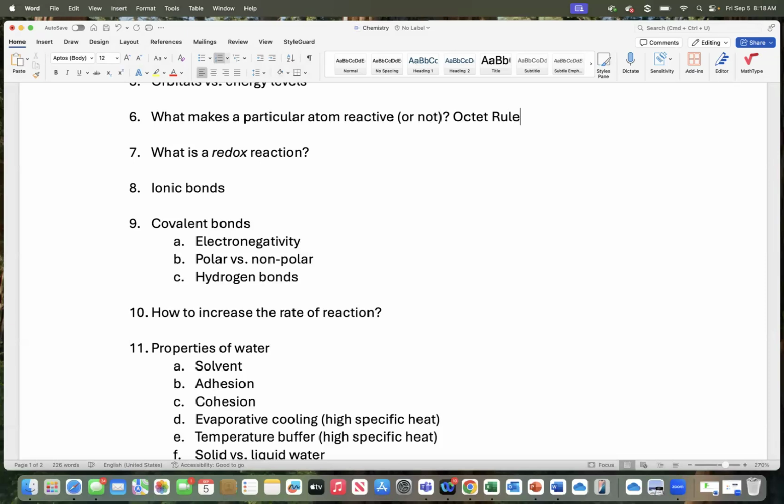And so it turns out that different kinds of elements have a different level of what's called electronegativity. And electronegativity is the affinity for electrons that an atom or an element has, how much it likes electrons, how strongly it pulls electrons. That's electronegativity. Okay.